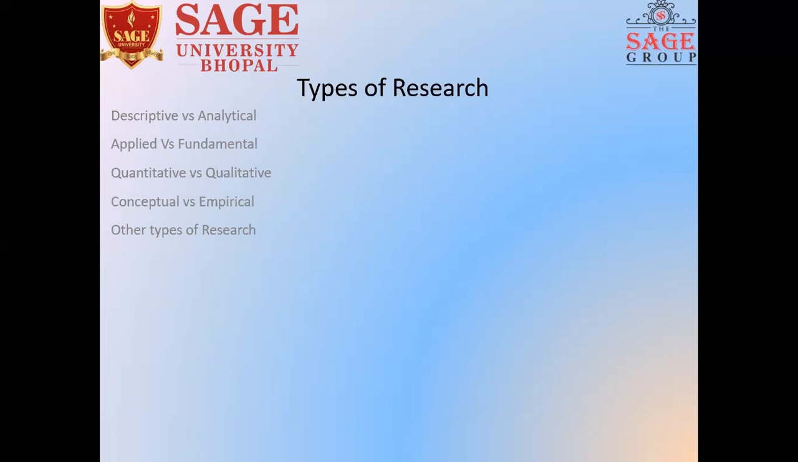Then, the types of research. When you are talking of types of research, it includes various things. One is descriptive versus analytical. Descriptive means what? A situation is given, a topic is given, you have to describe everything about that topic, relating to facts, relating to figures, everything, right? Then analytical, you find out those facts and figures, and you compare them with the previous year, or with the previous research. That comes under analytical.